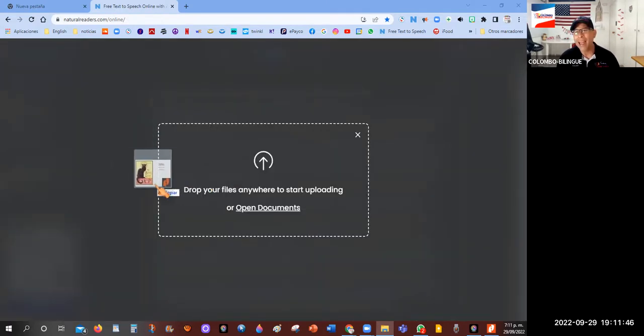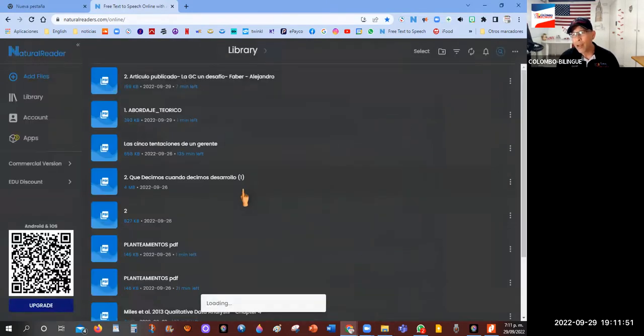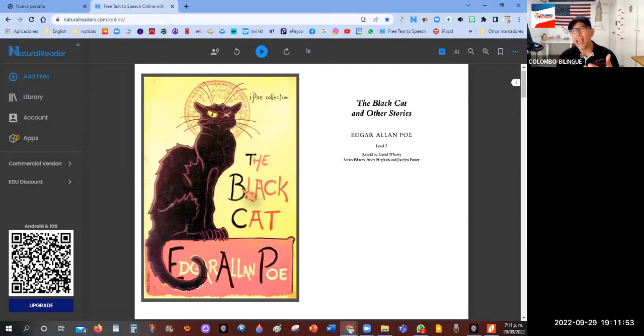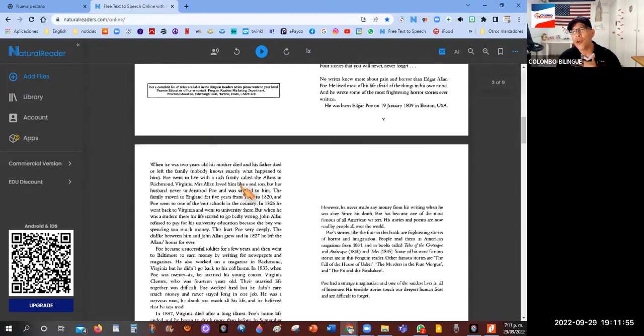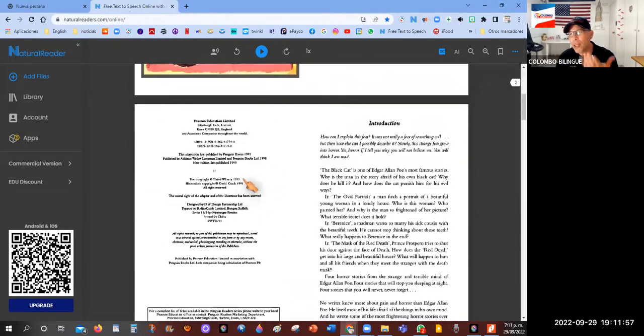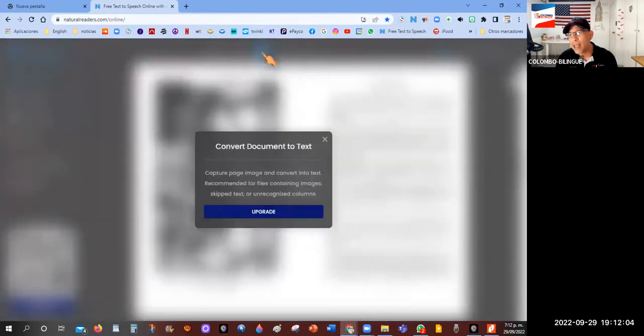You're gonna drag the PDF of the book into Natural Reader, and it's gonna be ready. So you don't need to read it; the app is gonna read it. All right, so for example, if you start just right here, you're gonna start like this.